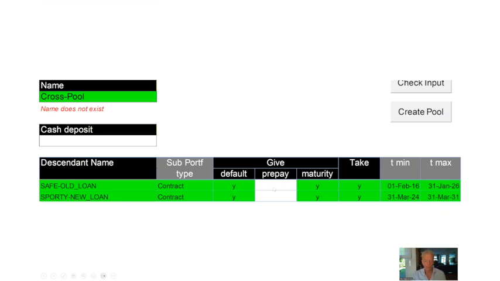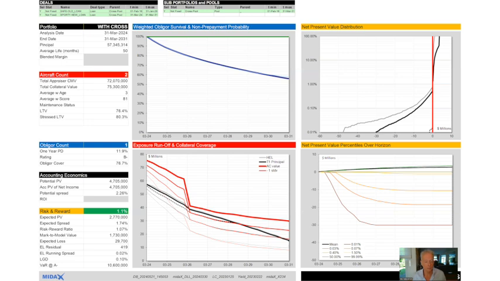We don't get any prepayment protection, but there is a two-way cross, and we also can get protection at maturity, which is important because that first loan, the old safe loan, matures before the sporty new loan. Okay, so when we run these two loans with this cross-collateralization, now all of a sudden the risk-reward ratio is great. It's 1.1%. So this is great.